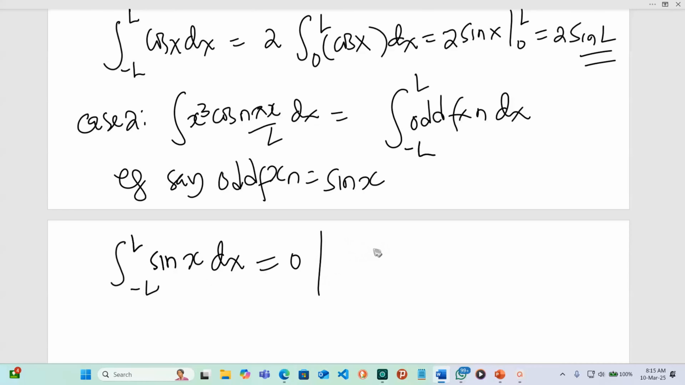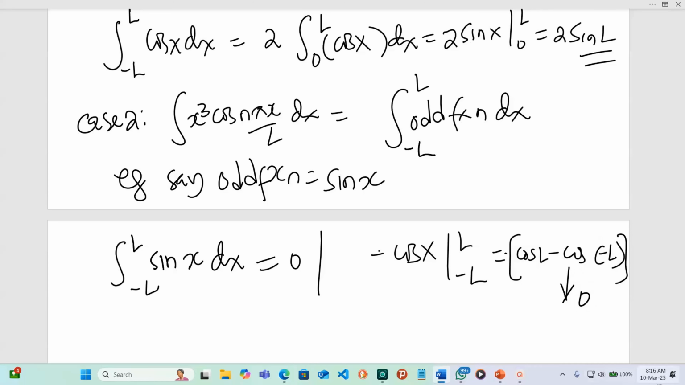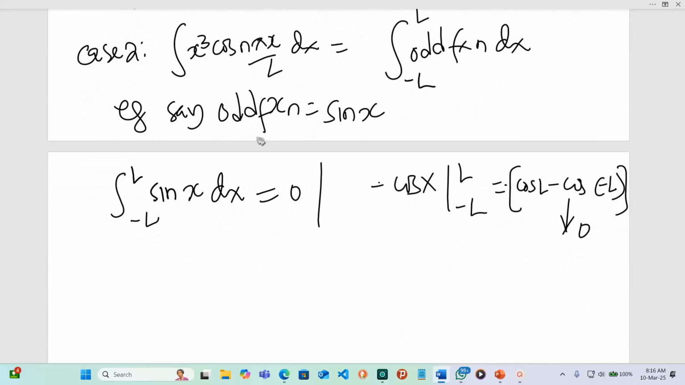How? You see, this becomes negative cos x from negative r to r. This gives us negative cosine r, minus negative cosine of negative r. We know cosine of a negative is always the cosine of the positive. So cos r minus cos r gives you 0. So once you understand that you're integrating an odd function over this defined interval, negative r to r, the result is 0.